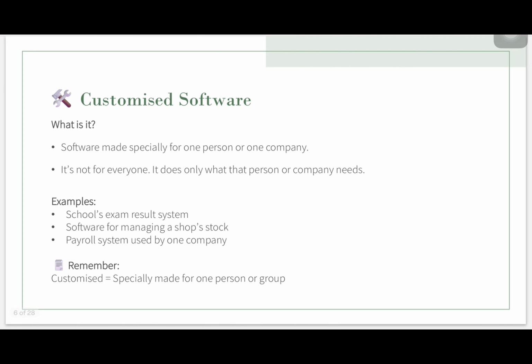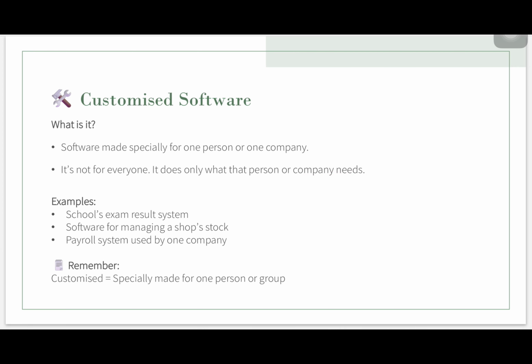For example, now see, customized software. What is it? Software made specifically for one person or one company. This is important: one person or one company. It is not for everyone. It is only what that person or company needs.